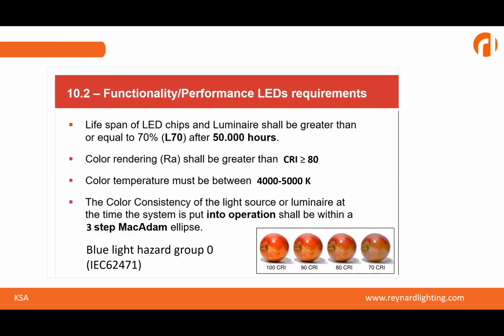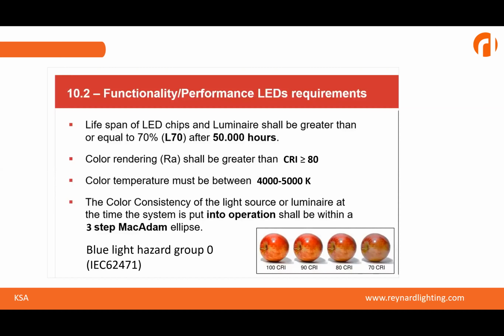Color rendering, as we mentioned at the beginning, CRI should be not less than 80. Color temperature between 4,000 and 5,000. Color consistency should be as per three-step MacAdam ellipse, which will assure you that you will have a color consistency for your products from the same family in an open office space, a consistency in light, in the color temperature and color rendering index.